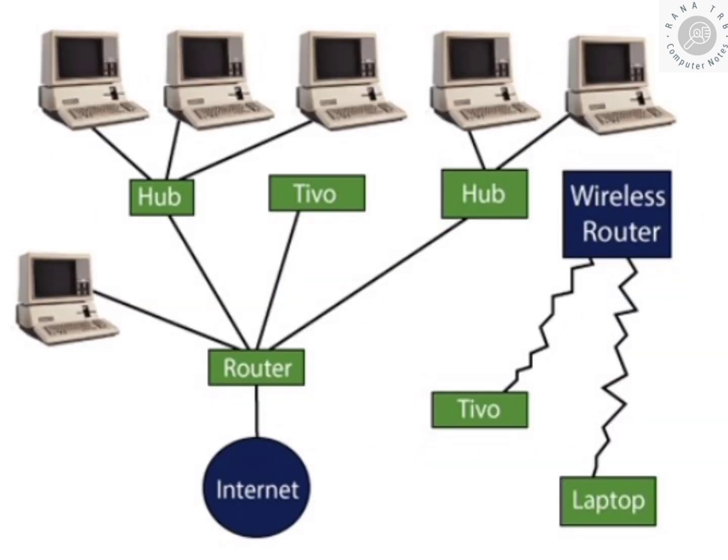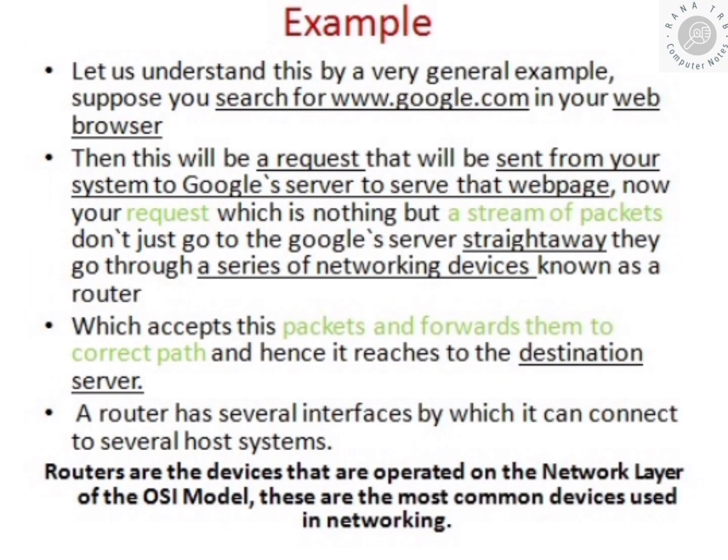This diagram shows home internet connectivity, that is, how the router is connected with the network devices, and also how the wireless router is connected. Here is one simple example: if I want to search www.google.com in the web browser, then what happens is a request is sent from our side to the Google server that hosts the web pages.